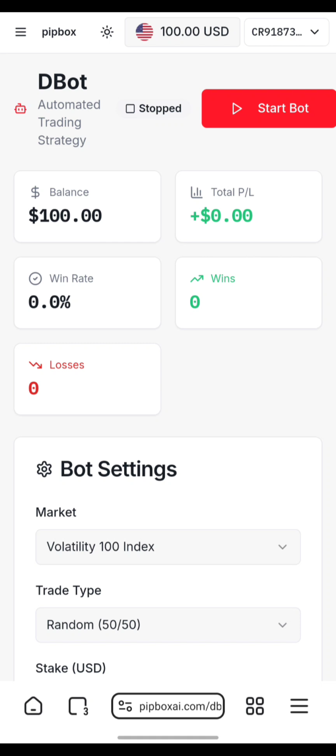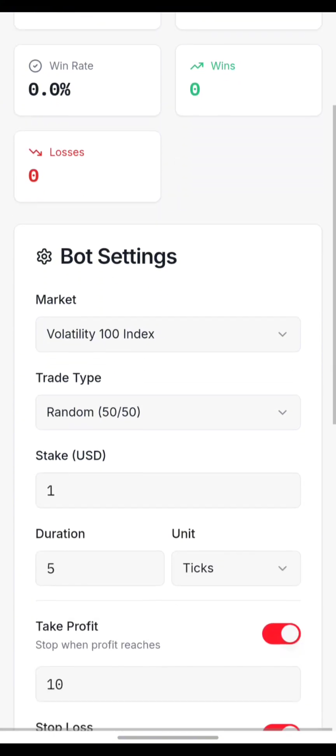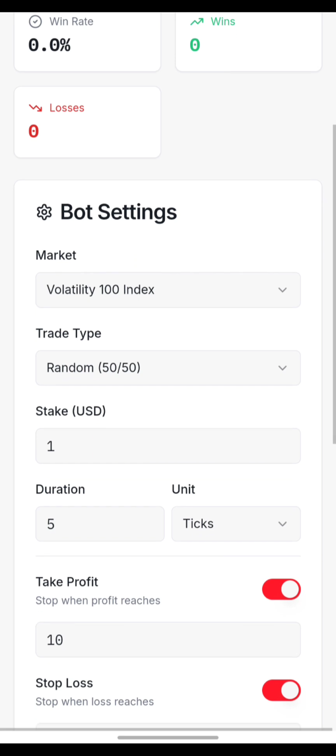You see, this account is at 100 USD and my target is to trade this account to 1000 USD, okay, using this DBot here, okay, using DBot that is powered by PipBoxAI. So in the DBot section, it's very simple. As you can see here, this is the button where you start the bot. Okay, and before you start the bot, these are some of the settings that you really need to look into.